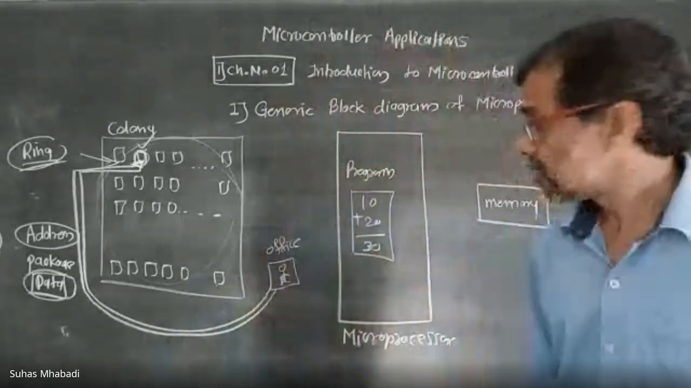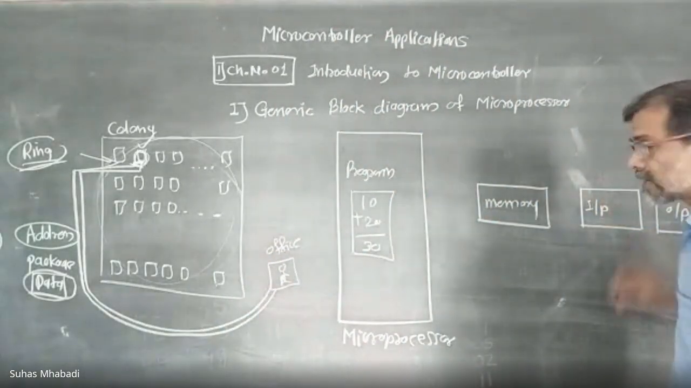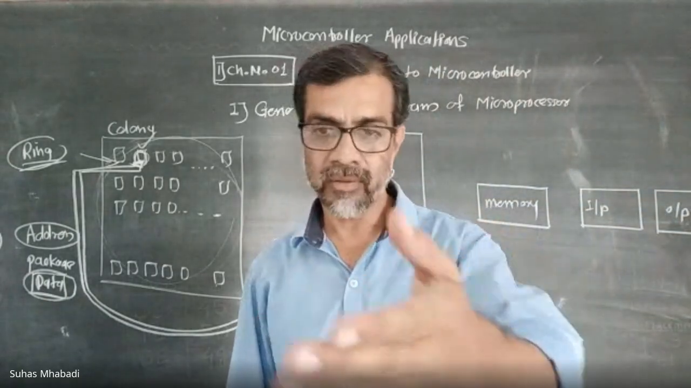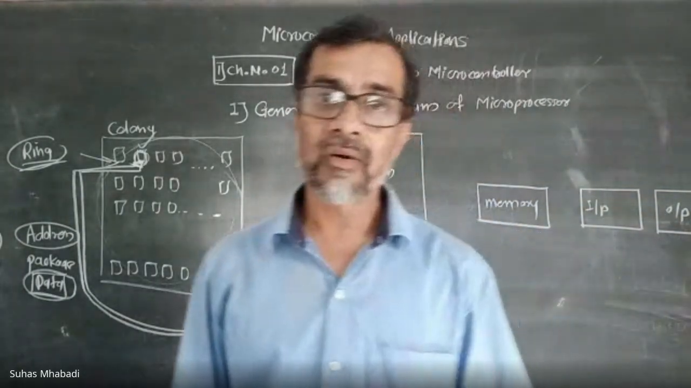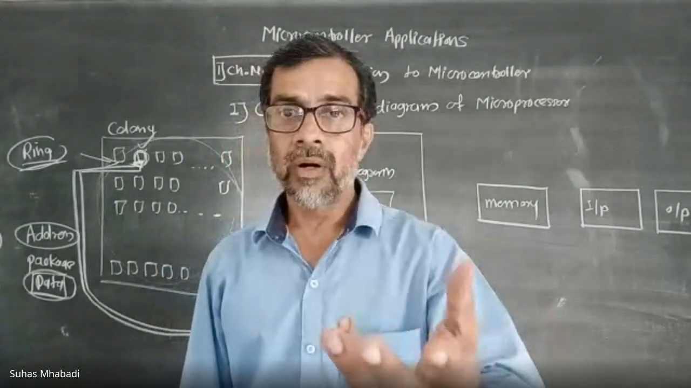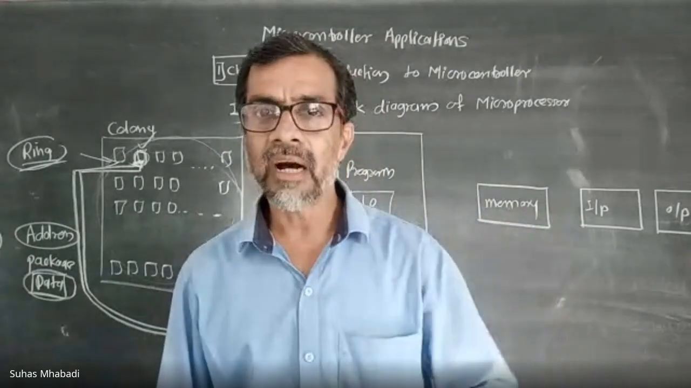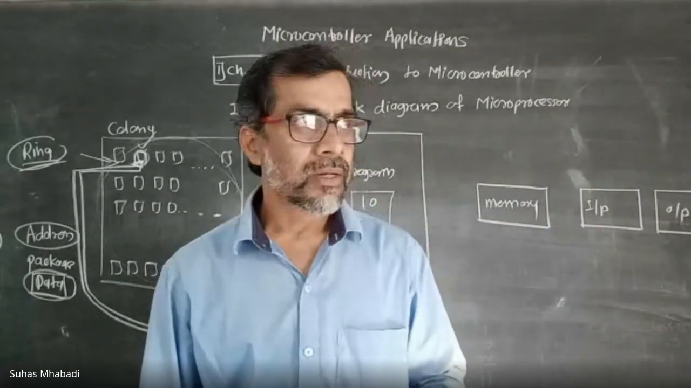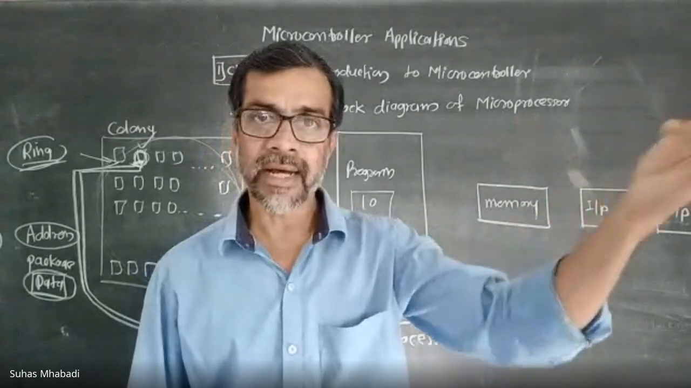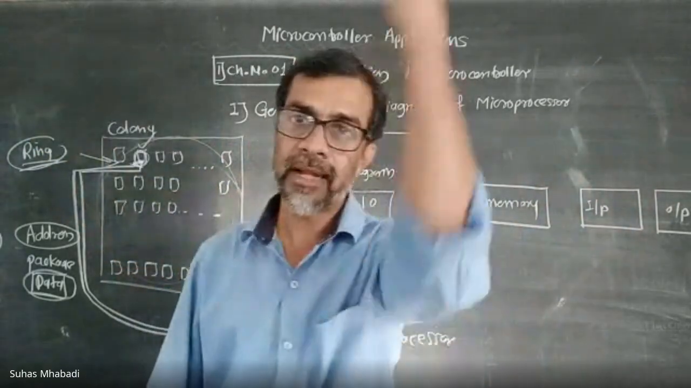Similar to that, when the processor has to communicate with memory or input-output devices, a memory is not a single location. Your laptop may have a memory of 1 terabyte, or some small gadgets may have a memory of some gigabytes. Kilo, mega, giga, tera: 10 to the 3, 10 to the 6, 10 to the 9, 10 to the 12. In that way the memory will increase.